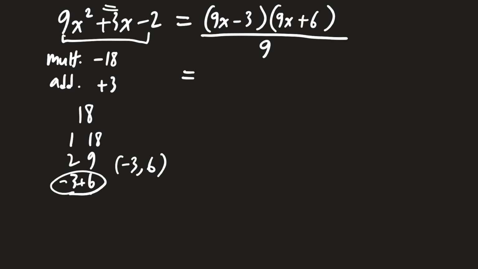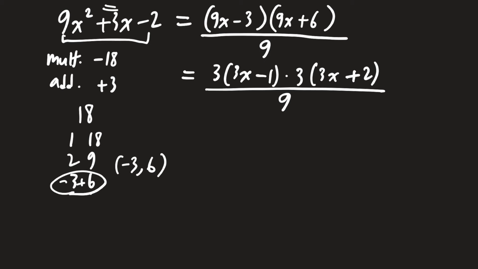And the next step is to common factor. So in the first bracket, I can common factor 3. And 9x divided by 3 is 3x, and negative 3 divided by 3 is negative 1. And I'm going to common factor 3 again from the second bracket, and 3x plus 2. Okay? And of course, divide all this by 9.